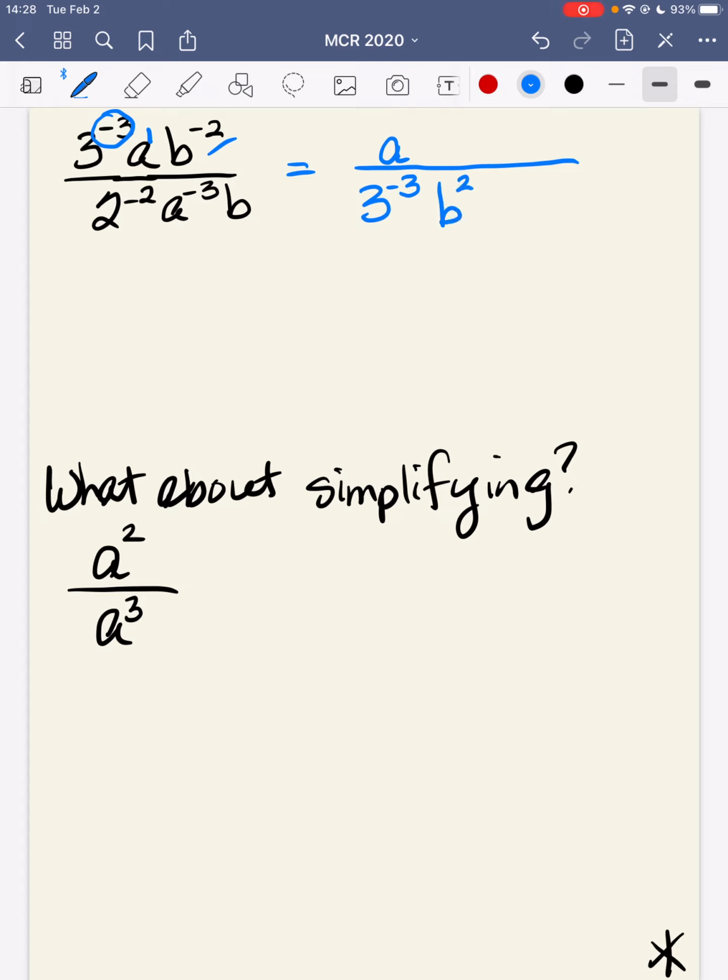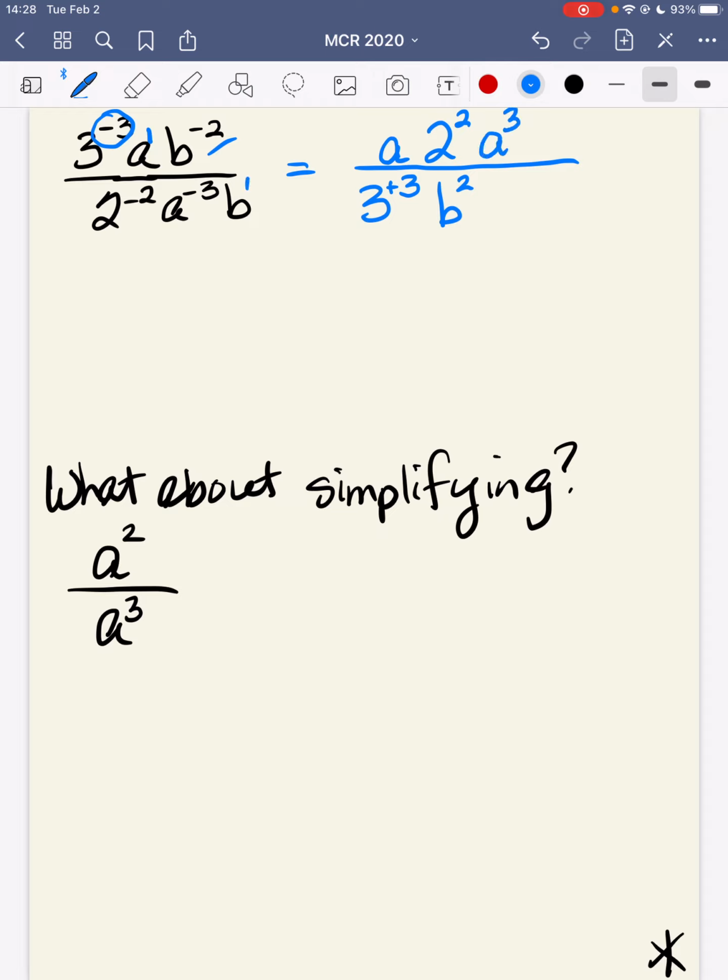Oops. This should be a positive 3, not a negative. Apologies. I wrote the minus in there. You wouldn't write a plus in there, but just because I boo-booed. Now I have a 2 in the denominator to the negative 2 power. That's going to come up to a positive 2 power. I have an a to the negative 3, so it needs to come up as a positive 3.